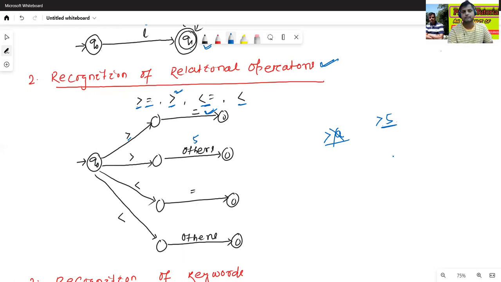Then less or equal, this is the less than, this is the equal. Then the less than symbol, this is the less than, others means less than 5. Similarly, we can also write less than or equal to 5. We have to create one final state here, means less or equal. Then I'll make this one a non-final state, and we can also write this one as others. It's not a problem. So in this way, we will recognize the relational operators.